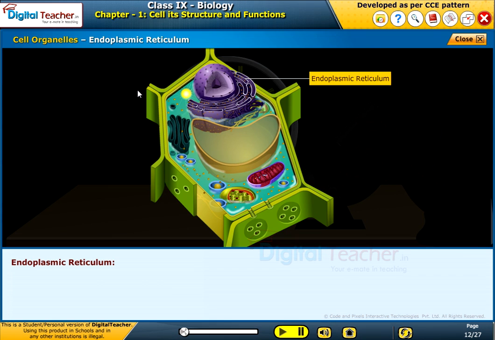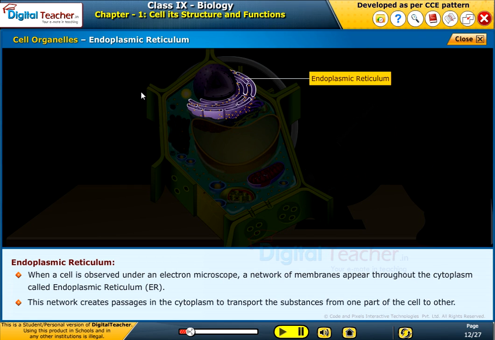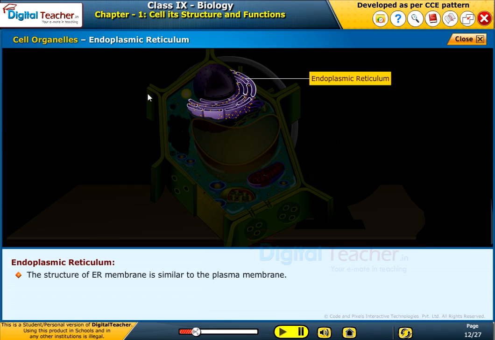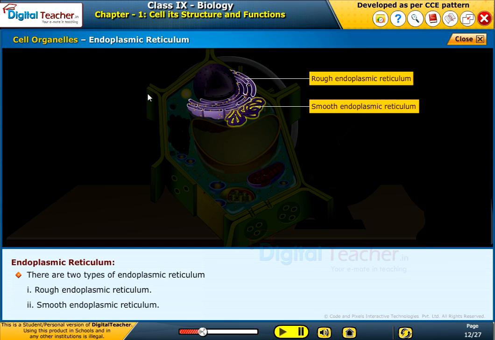Endoplasmic reticulum. When a cell is observed under an electron microscope, a network of membranes appears throughout the cytoplasm, called endoplasmic reticulum, ER. This network creates passages in the cytoplasm to transport substances from one part of the cell to another. The structure of the ER membrane is similar to the plasma membrane. There are two types of endoplasmic reticulum: rough endoplasmic reticulum and smooth endoplasmic reticulum.